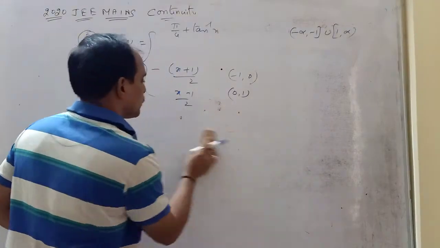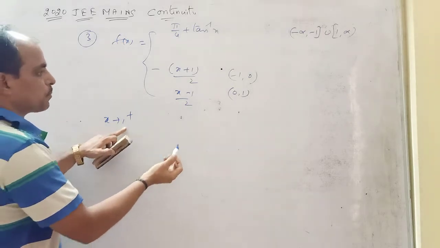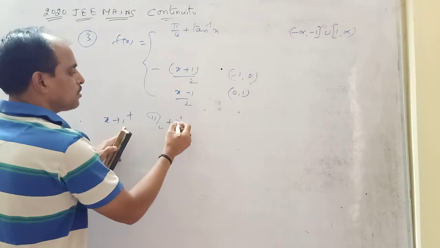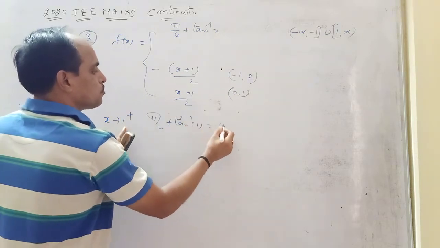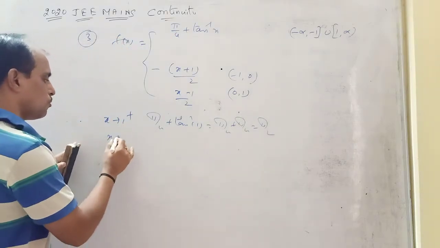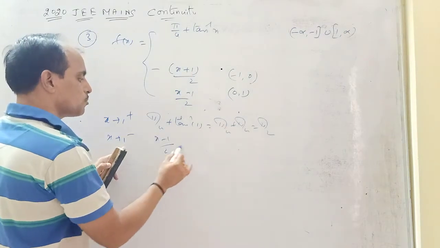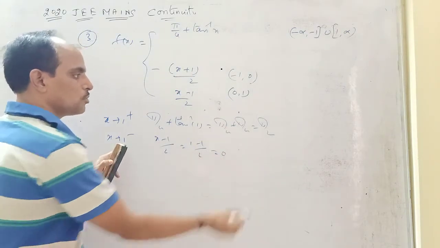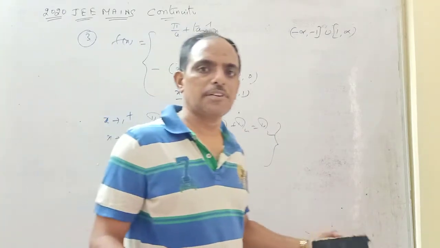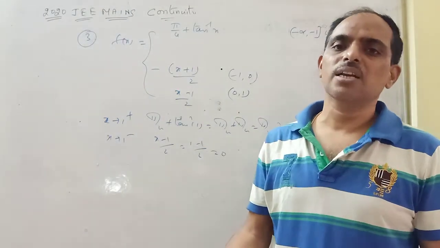Okay. Let us move to the test. One more test, at 1. Suppose 1 plus. 1 plus means this is the function: pi by 4 plus tan inverse of 1. That is pi by 4 plus pi by 4. That is pi by 2. Now 1 minus. 1 minus means less than 1. This will be the function: x minus 1 by 2, 1 minus 1 by 2, 0. So this is not continuous because you are getting two different values. It is discontinuous at x is equal to 1. Whenever it is discontinuous, it is also not differentiable.